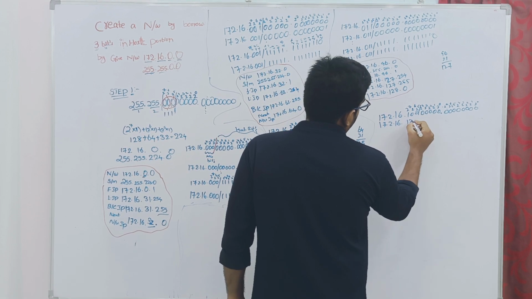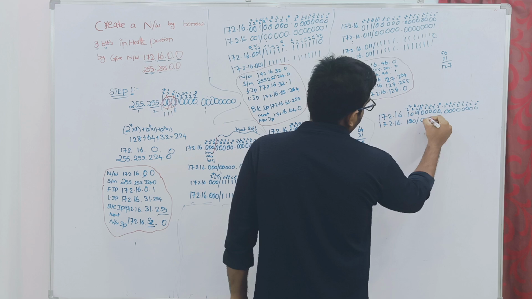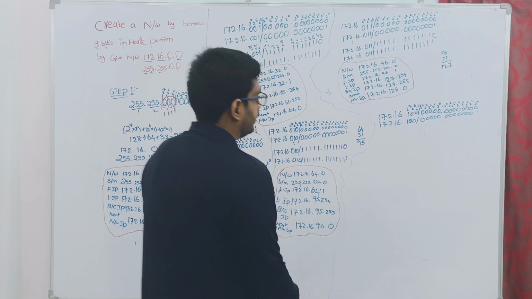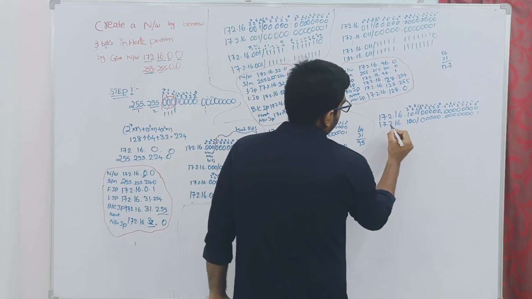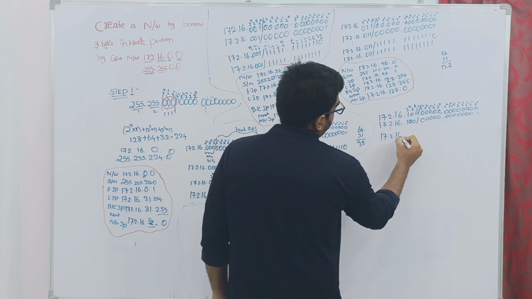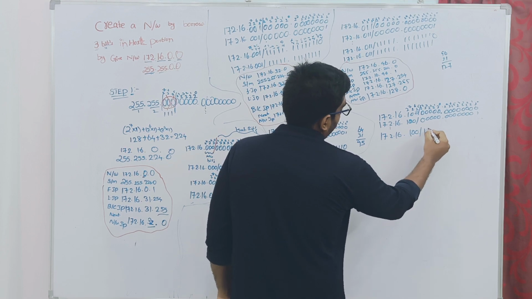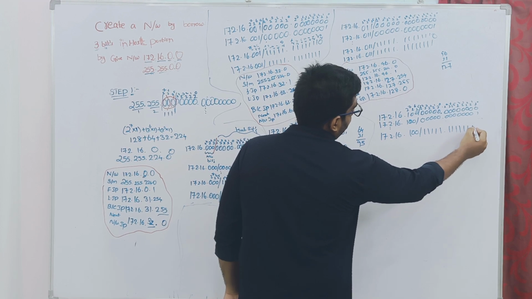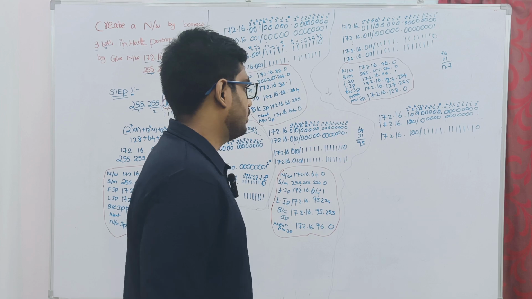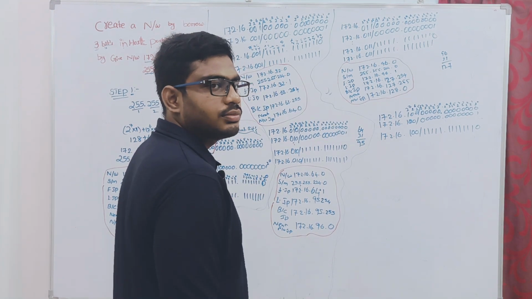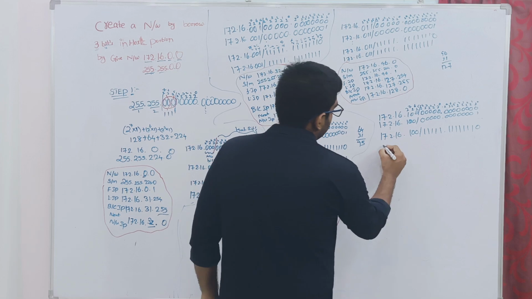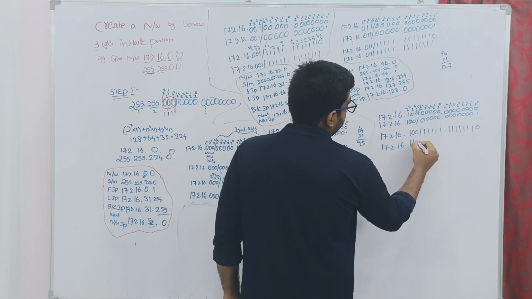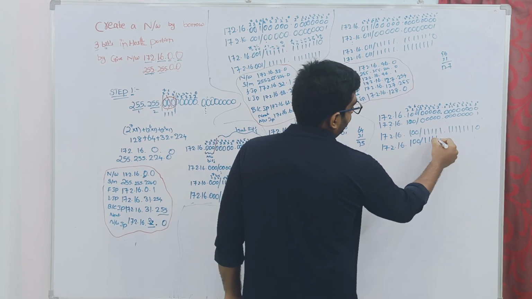172.16. So 100 slash 0000 dot 000001 is the first IP. What was the last IP? So 172.16.100 slash 1111 dot 11110. What was the broadcast IP? 172.16.100 slash 1111 dot.